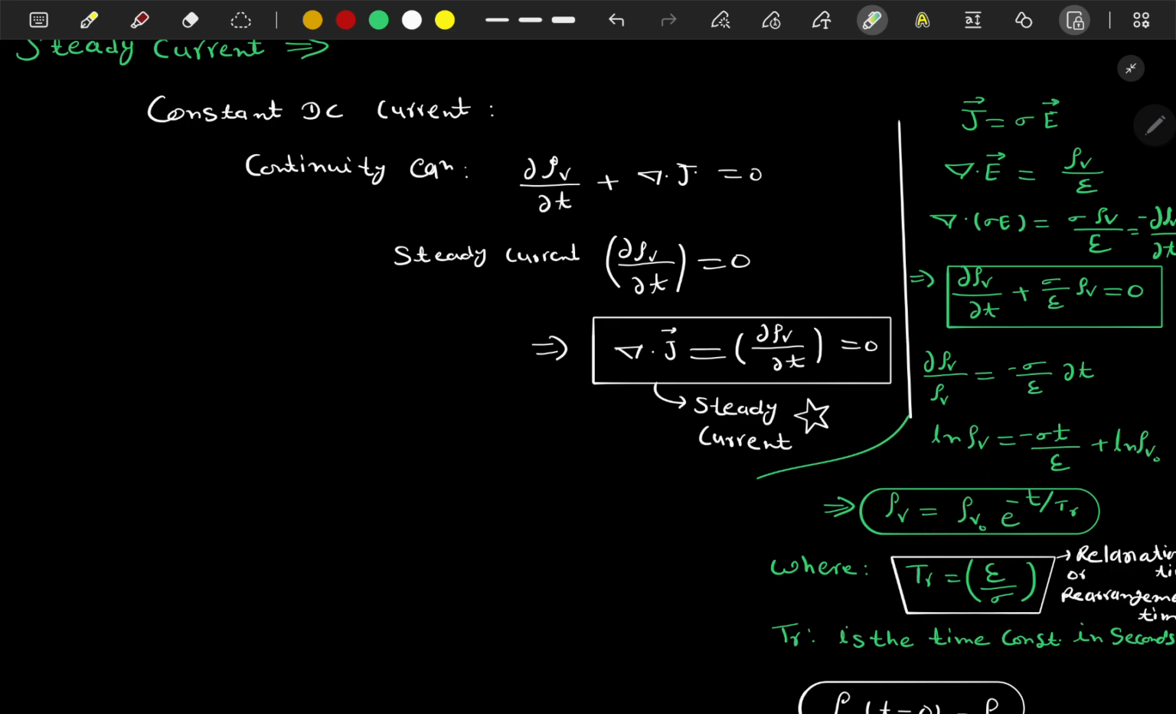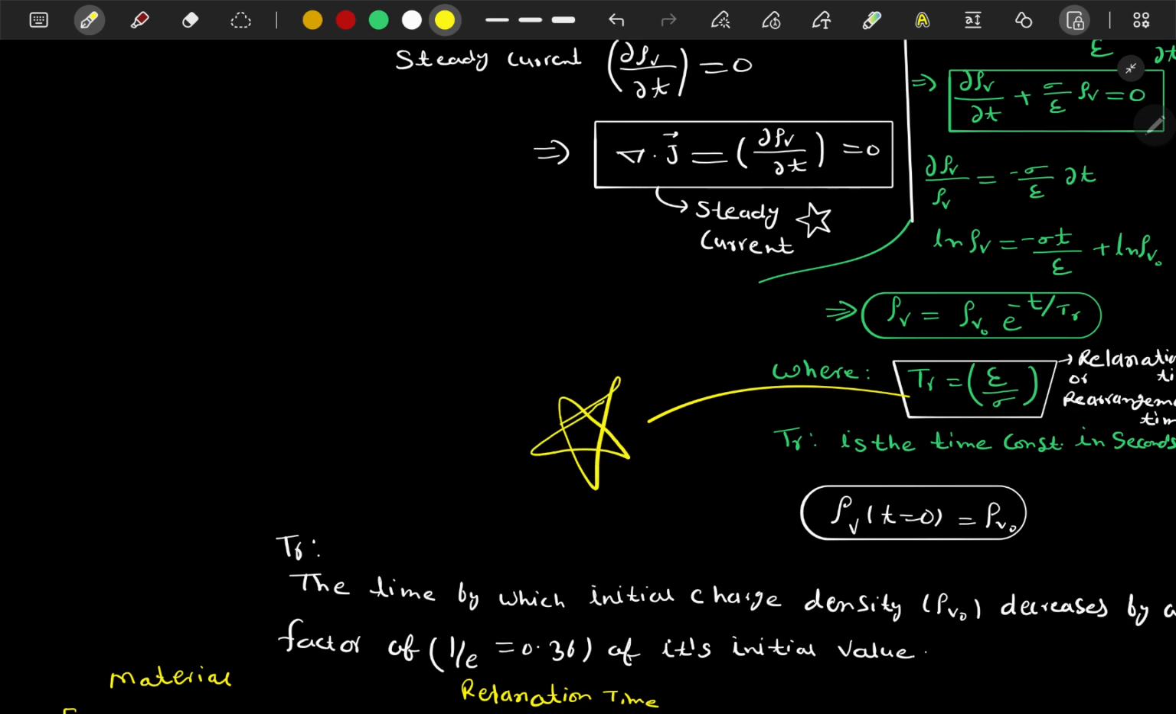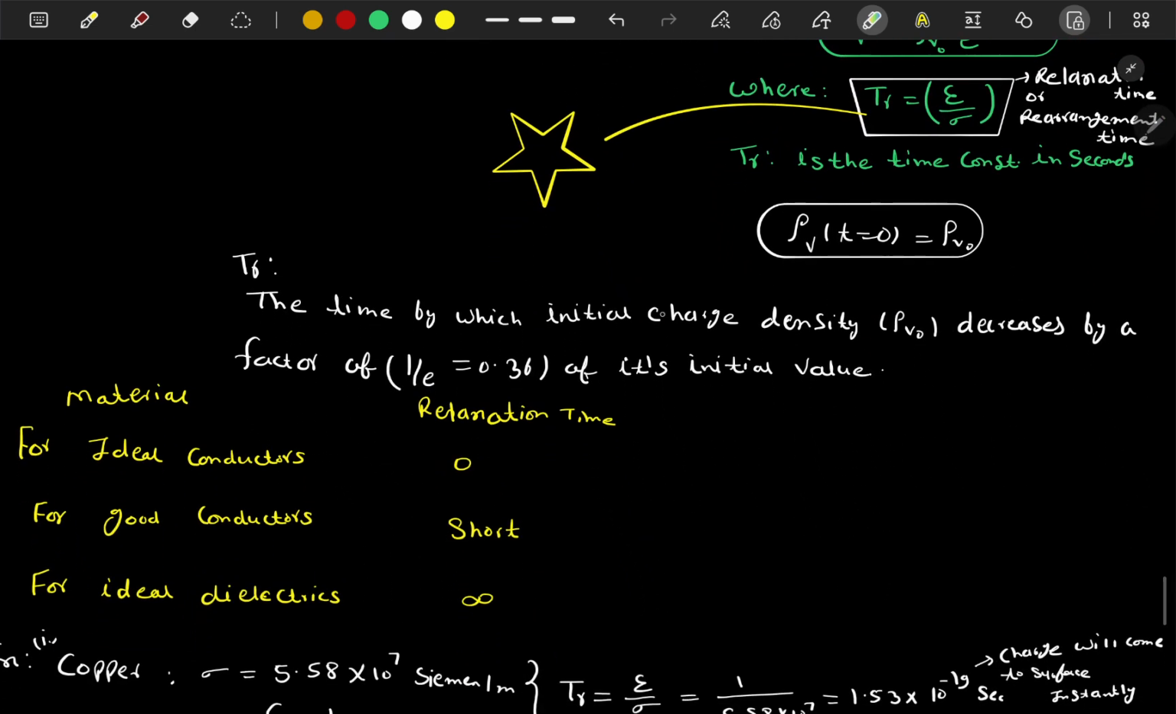and when you integrate, we get rho_v equal to rho_v0 e raised to the power minus t upon T_r, where T_r is the relaxation time, epsilon upon sigma. Very important. Okay. Relaxation time is very important. What is this? Epsilon upon sigma. It is the time by which the initial charge density rho_v0 decreases by a factor of 1 by e. This is called relaxation time.